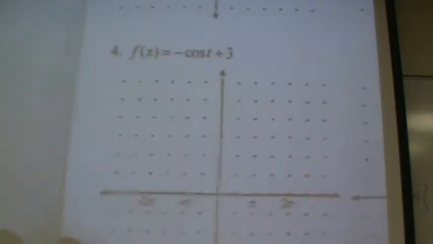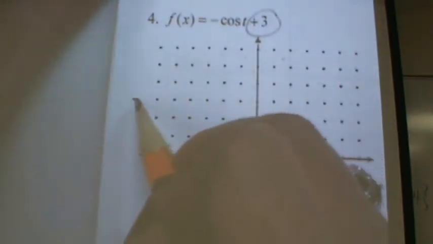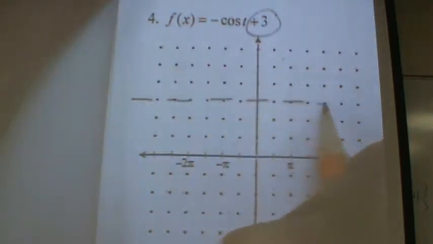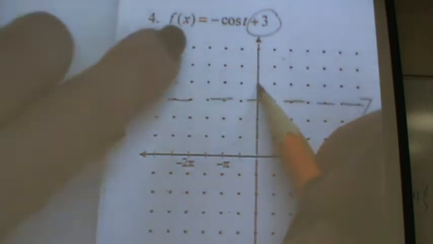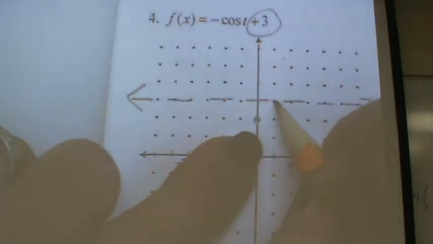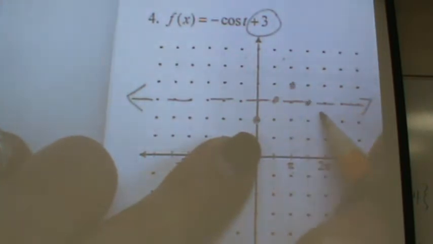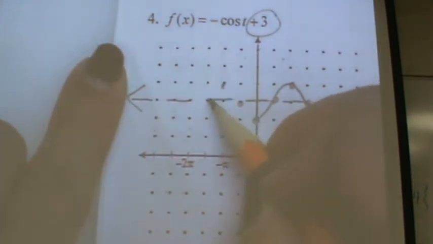Number 4, your new x-axis is 3. Y equals 3. Now normally the cosine graph would start 1 unit above, but now you're going to be a reflection. So it's going to be like an upside down cup. And then go the other way.